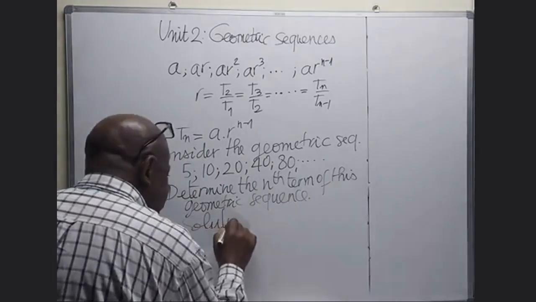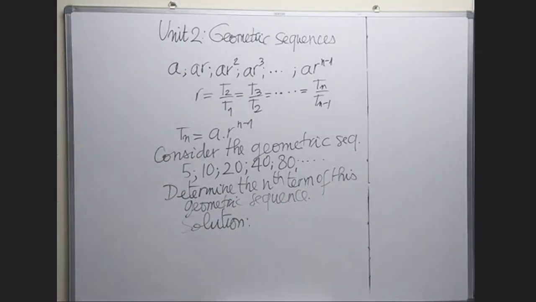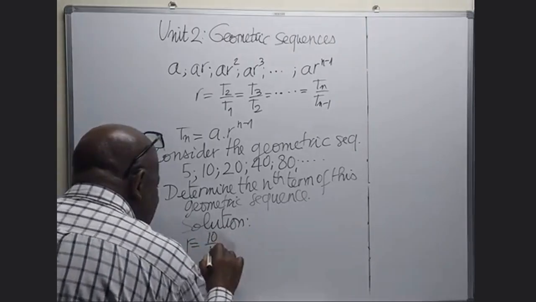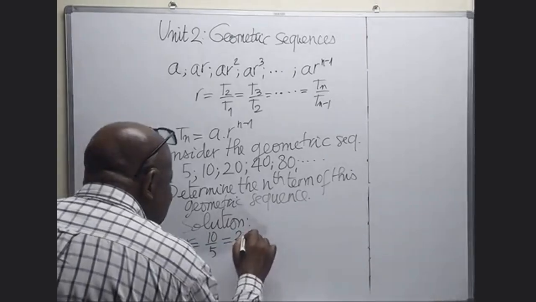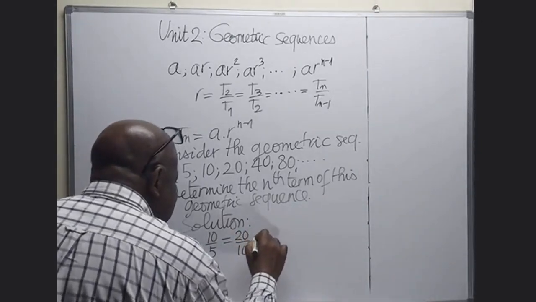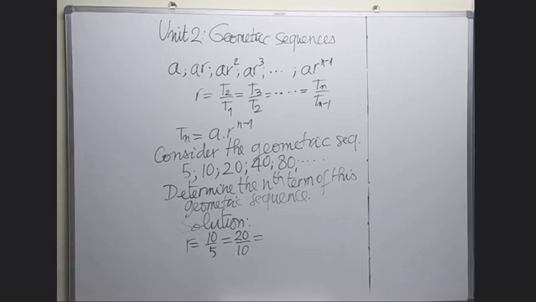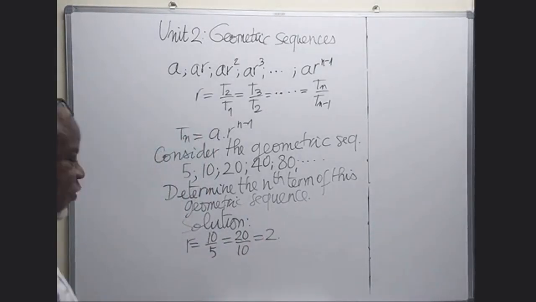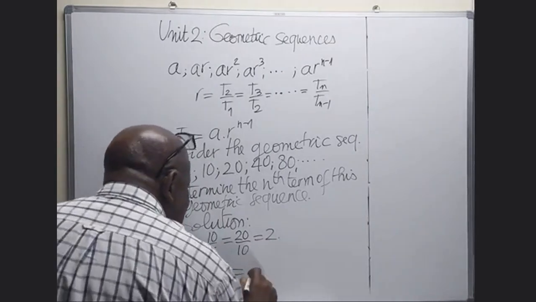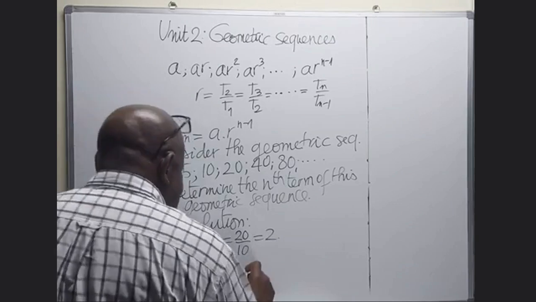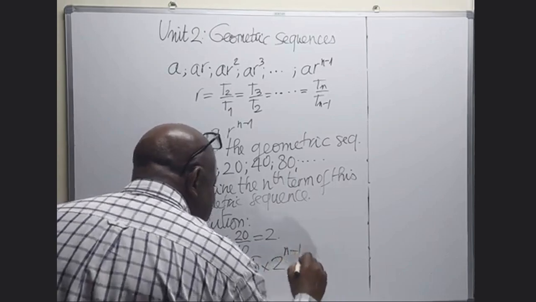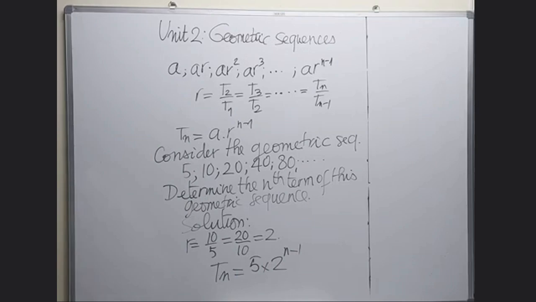Solution. We're going to start by getting the common ratio. R will be equal to 10 over 5, which will be equal to 20 over 10, and you can see that our common ratio will be 2. And if we want to determine the nth term, Tn will be equal to the first term, 5, multiplied by 2, the common ratio, to the power of n minus 1.